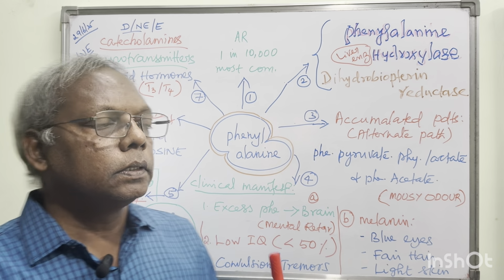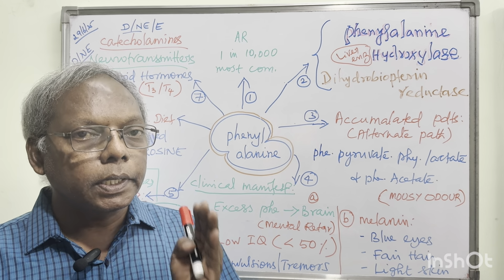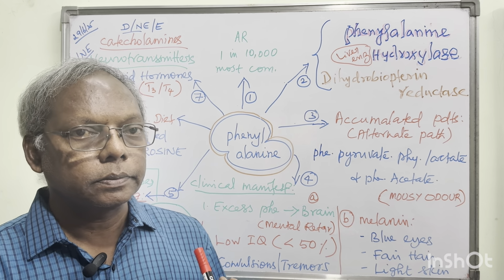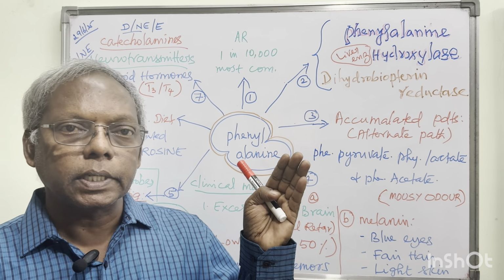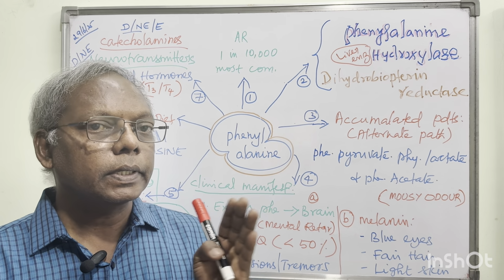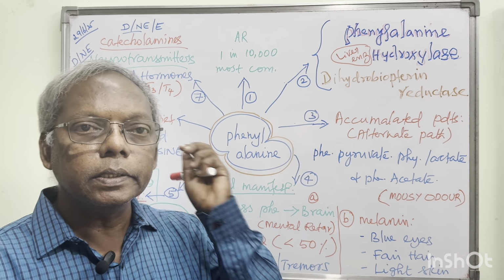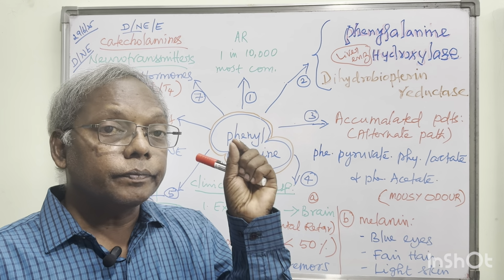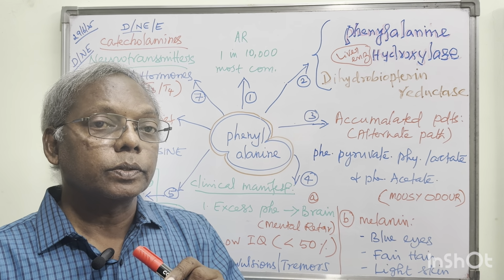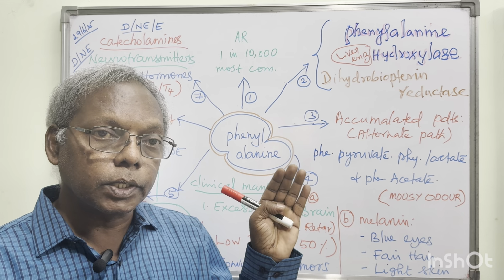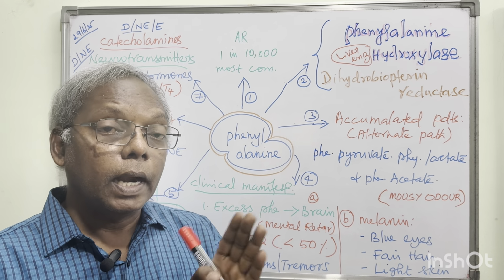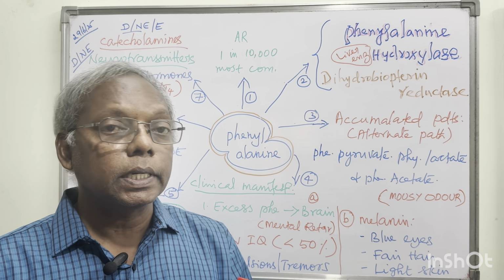Hi students. So the second part of phenylketonuria is how to describe it. In the previous slide, we already saw how phenylalanine gets converted into tyrosine. If phenylalanine is not able to convert into tyrosine, it will accumulate in blood and urine. Another important point is that tyrosine is not able to be synthesized.